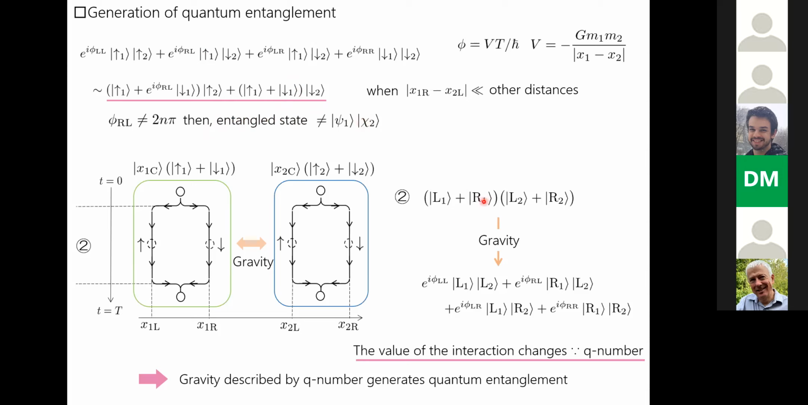The important point is the time evolution in the second stage. Since the gravitational interaction is represented by a Q number, the phase shift due to gravity takes different values associated with the localized states of the particles. This is how gravity generates quantum entanglement between the two superposed particles.